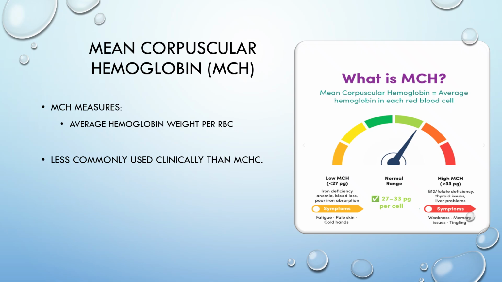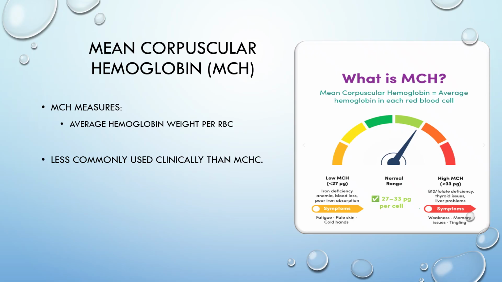Next, we move to mean corpuscular hemoglobin, or MCH. While MCV tells us about cell size, MCH tells us about the average amount of hemoglobin contained within each red blood cell. Another way to think about this is that MCH reflects the weight of hemoglobin per cell, and it's usually reported in picograms. Now, in practice, MCH tends to track somewhat alongside MCV. Larger red blood cells generally contain more hemoglobin simply because they have more internal volume. Smaller cells often contain less.